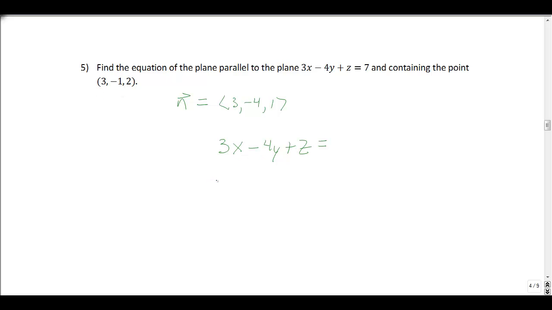So you can just plug in: 3 times 3 minus 4, our y component is negative 1, plus 2. That gives us 9, plus 4 is 13, plus 2 is 15. That means that the equation is 3x minus 4y plus z equals 15. So that will both include this point and be parallel to this plane.